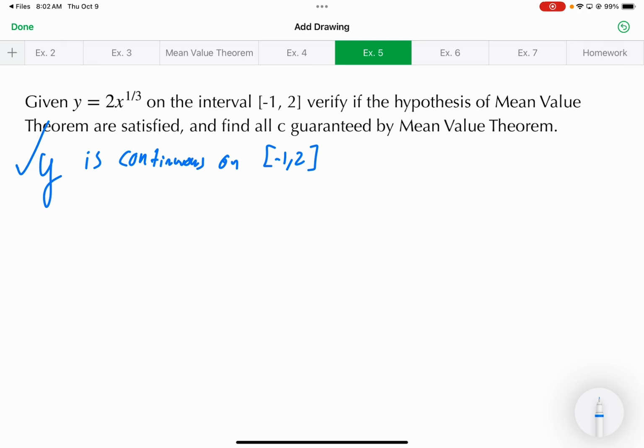Good. There's a vertical tangent line at 0. If you didn't spot it straight away, then at some point you would get to the part where you would want to take the derivative. And let's look at what that derivative is, just in case you didn't spot it right away.